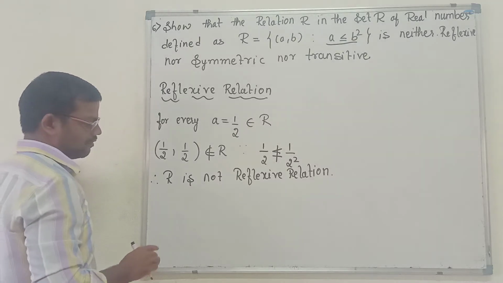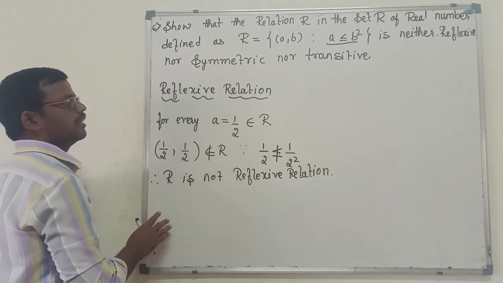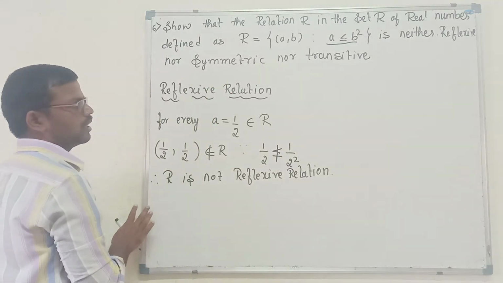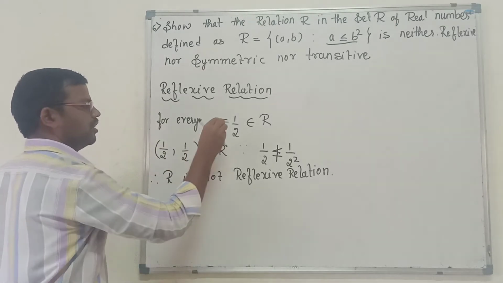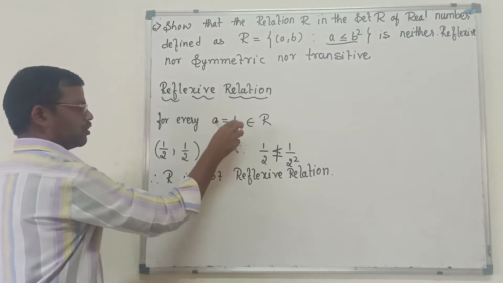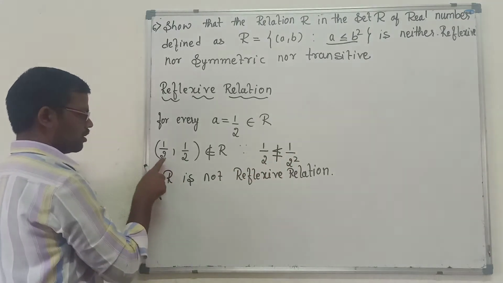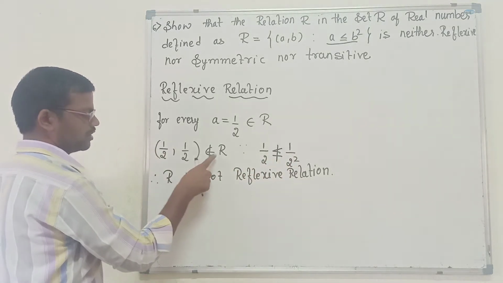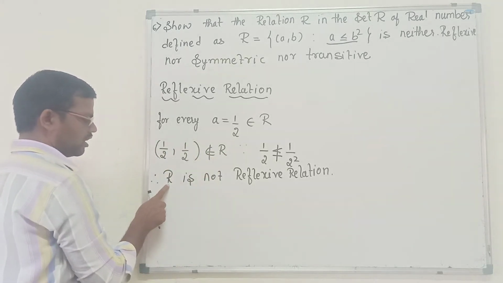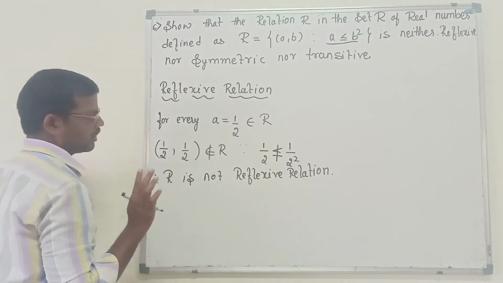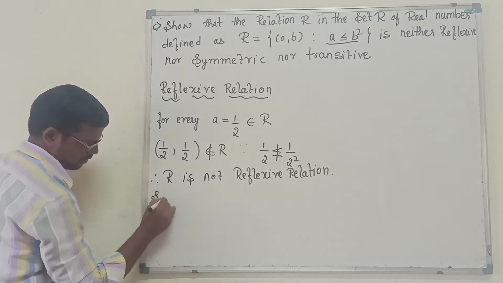Why have we chosen 1 by 2 only? Because they asked us to show that the given relation is not reflexive. For that purpose we selected 1 by 2. For 1 by 2, we got that it is never less than 1 by 4. For that reason (1 by 2, 1 by 2) does not belong to R, therefore R is not a reflexive relation. So next we move to the symmetric relation.